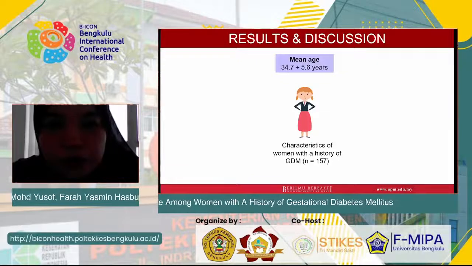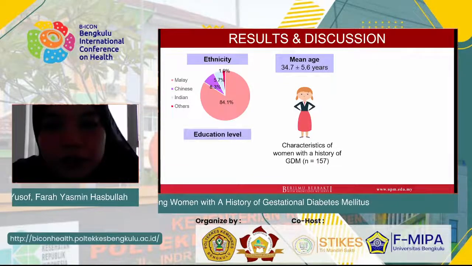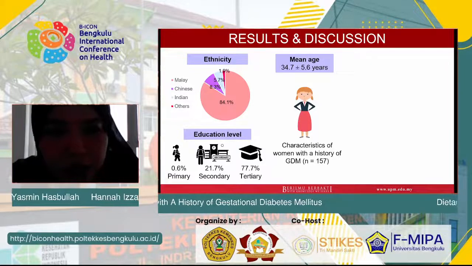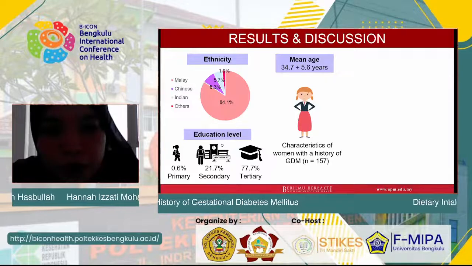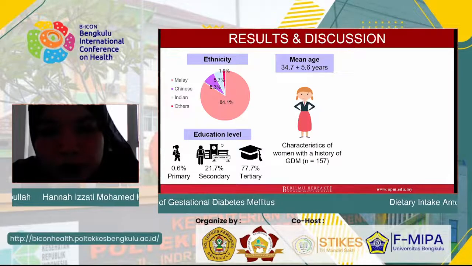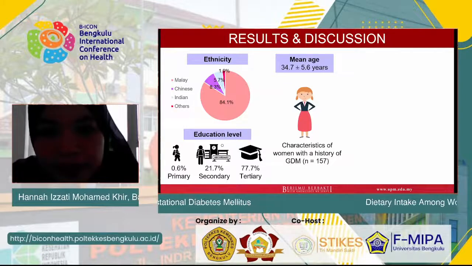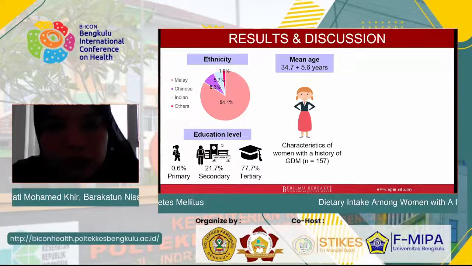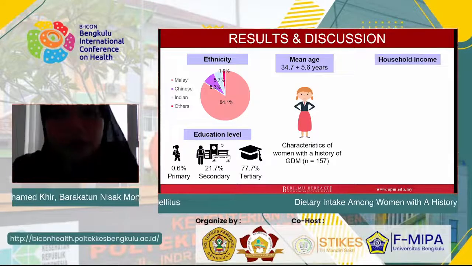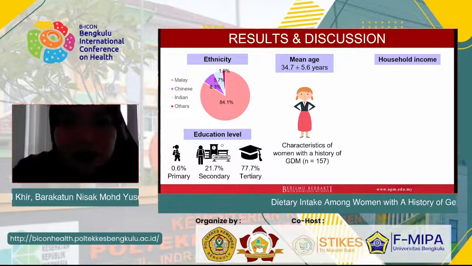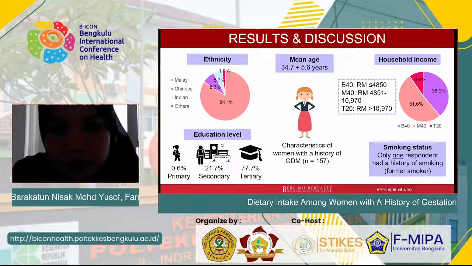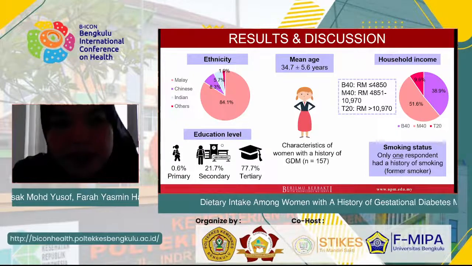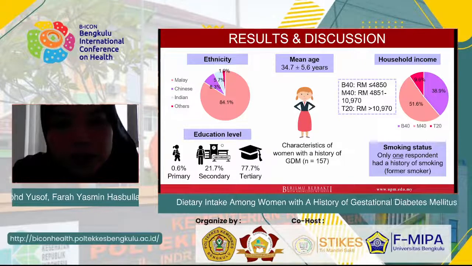Okay, so moving on into results. Looking into the characteristics of these women with a history of GDM, the majority of the women in this study were in the age category of more than 25 years old, with the majority of them being of Malay ethnicity and having tertiary education. In this study, tertiary education is categorized as level of education which is pursued beyond high school, including undergraduate and graduate credentials. And the mean age in this study is 34 years, which is comparable to a study in the United States among women with recent GDM pregnancy, which reported a mean age of about 33 years.